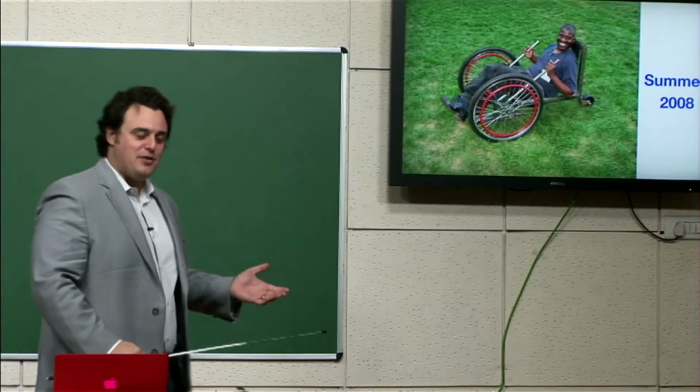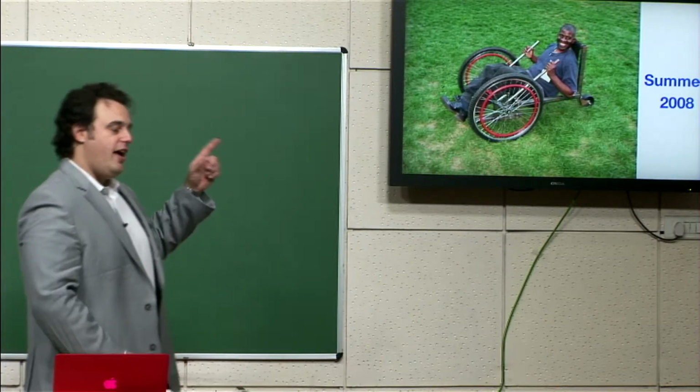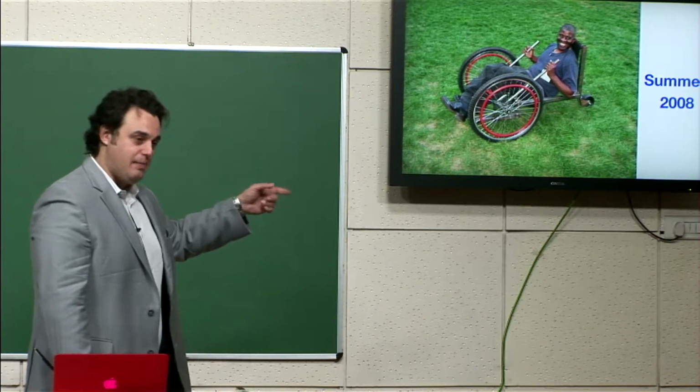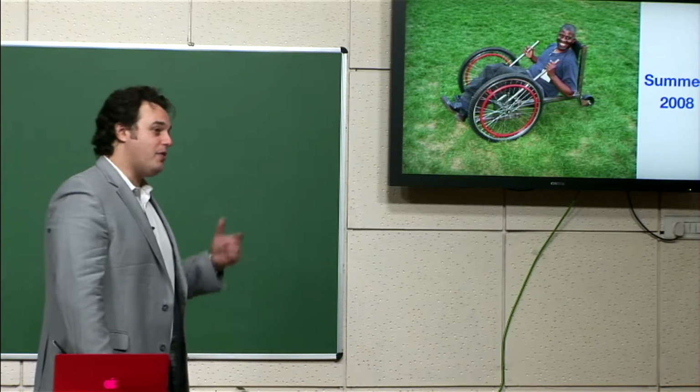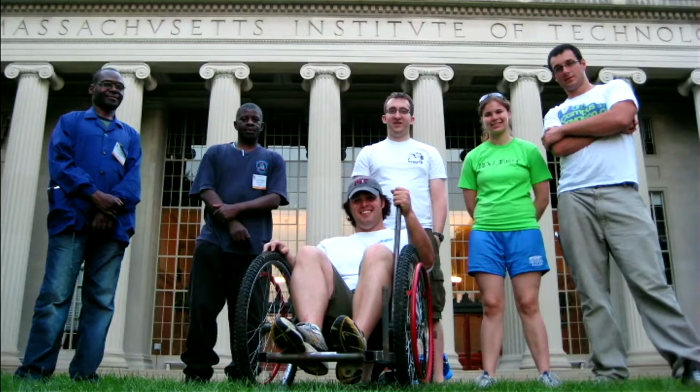We made some bench-level prototypes. This is a relatively simple prototype. The guy in this picture is a wheelchair manufacturer in Zambia, a representative from the target market we're trying to design for. So we're getting his feedback. And then we took the obligatory proud student picture.